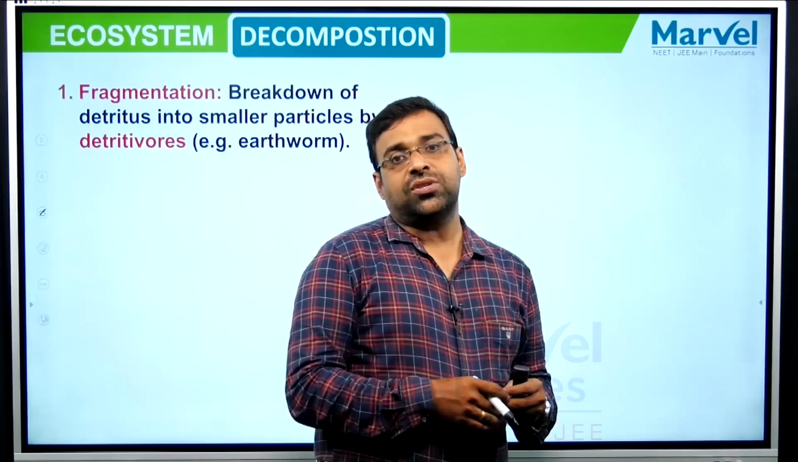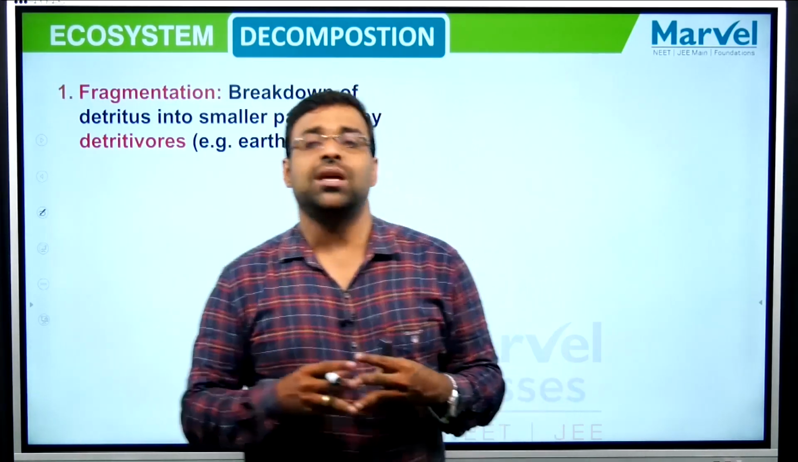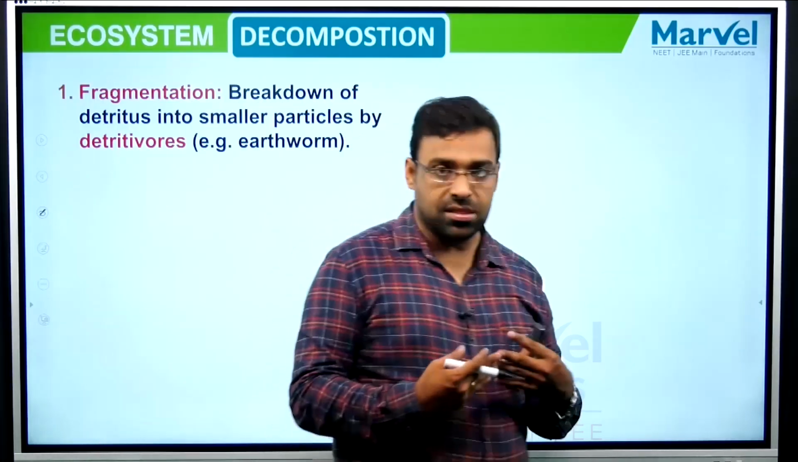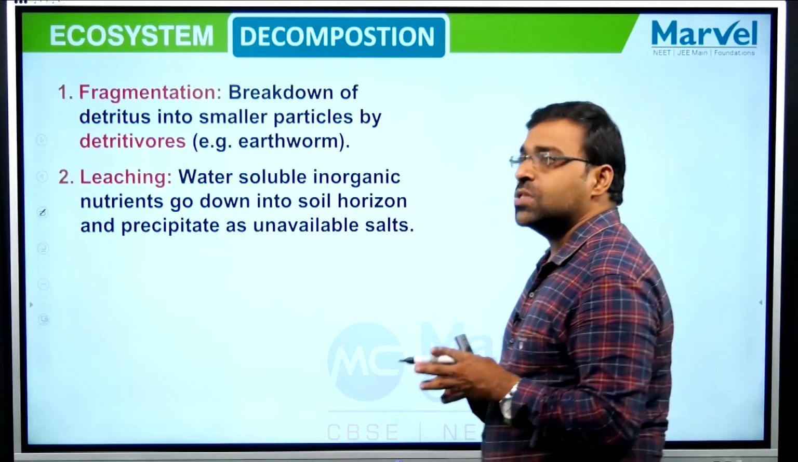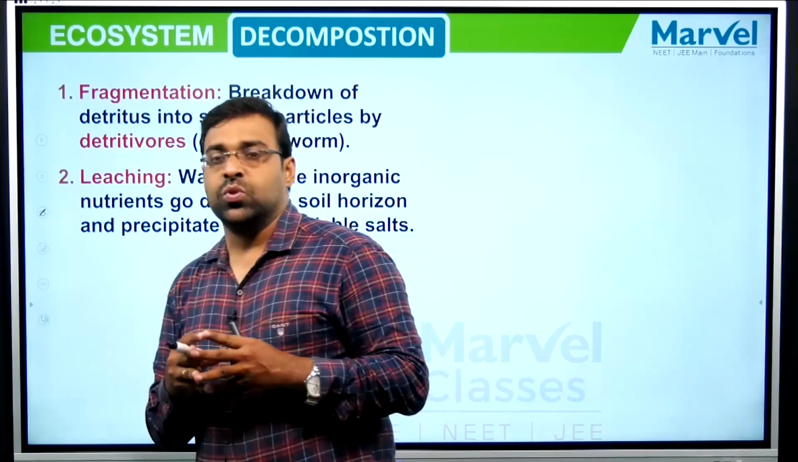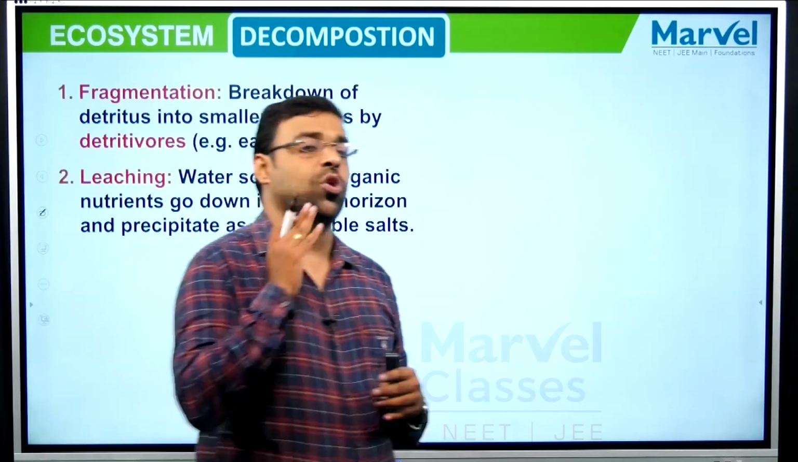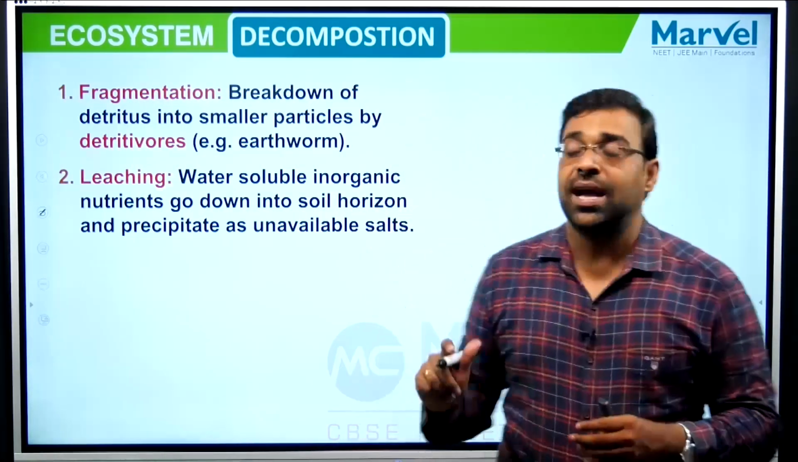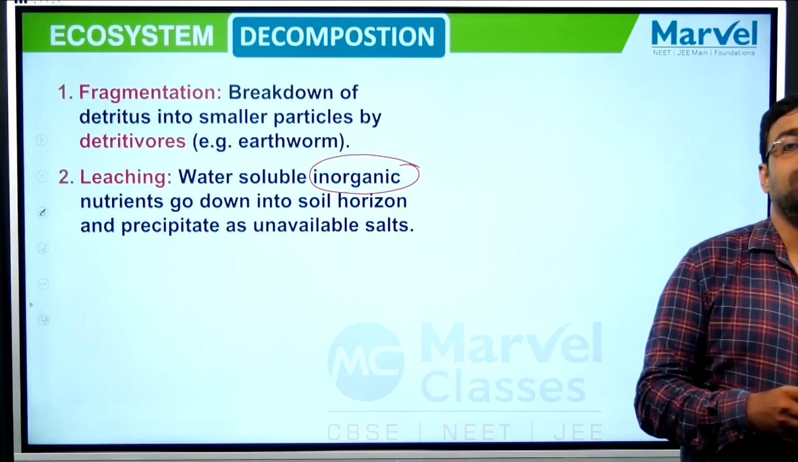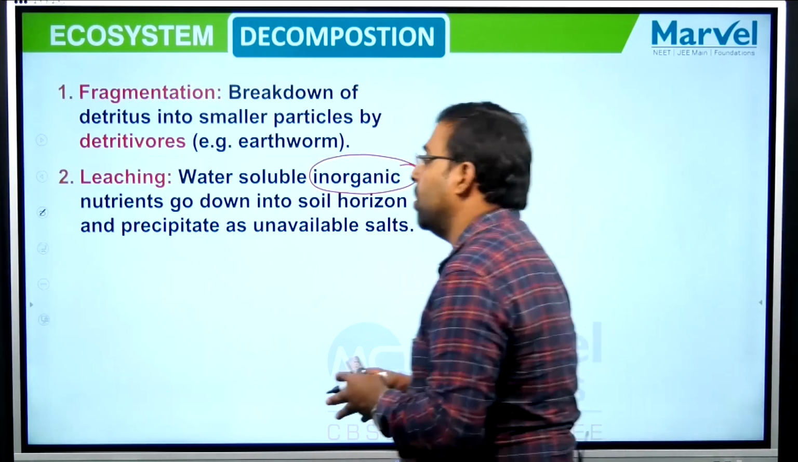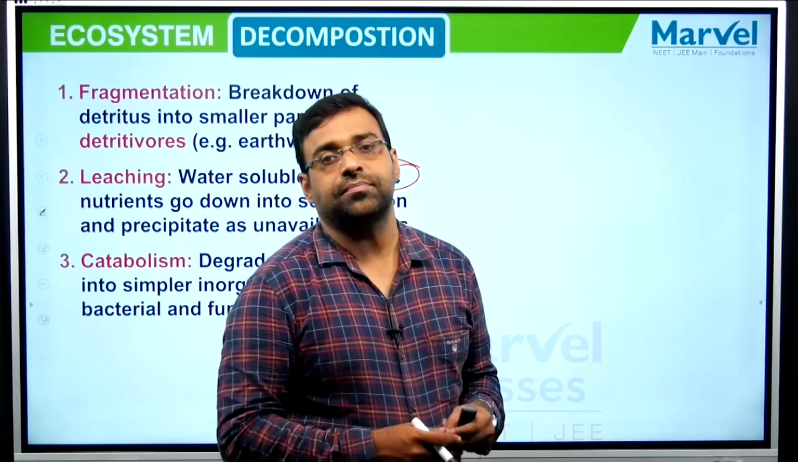So what is fragmentation? The breakdown of detritus into smaller particles by detritivores, the earthworm being basically a detritivore, is called fragmentation. Leaching: water soluble inorganic nutrients go down into the soil and precipitate as unavailable salts, that is called leaching. You are supposed to make a note of that: water soluble inorganic nutrients go down into the soil and precipitate as unavailable salts.